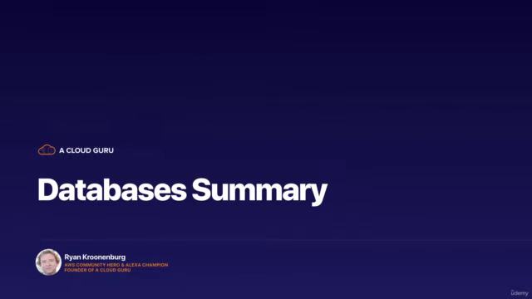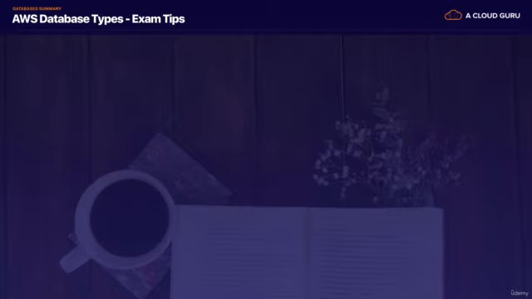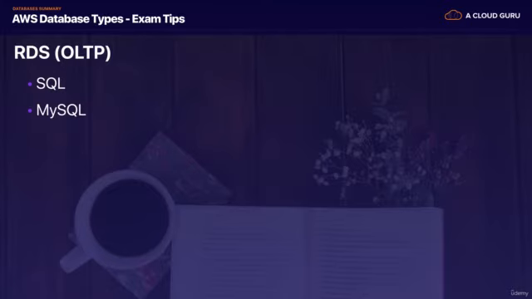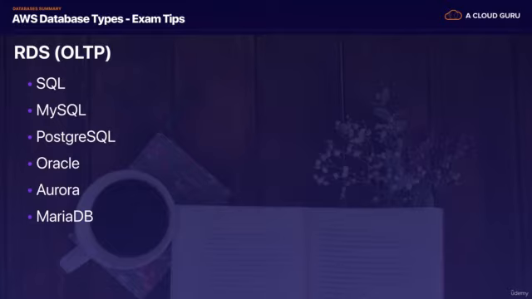Congratulations, you're at the end of the databases section of the course. In this lecture, we're just going to summarize everything we've learned about our databases. So we learned about RDS. This is used for online transaction processing. Comes in 6 different flavors. We've got SQL Server, MySQL, PostgreSQL, Oracle, Aurora, and MariaDB.